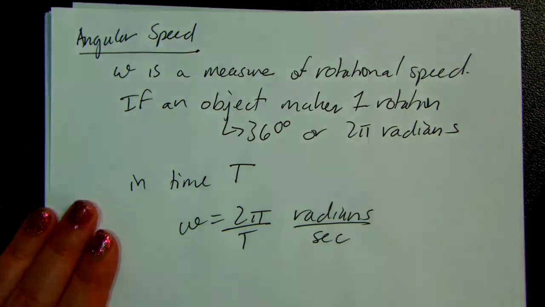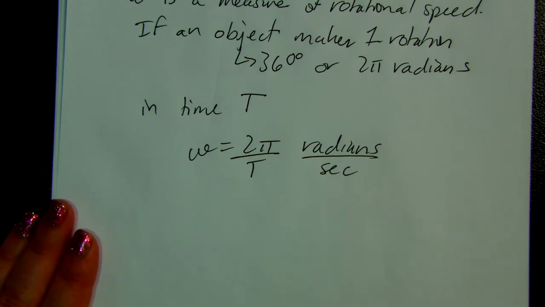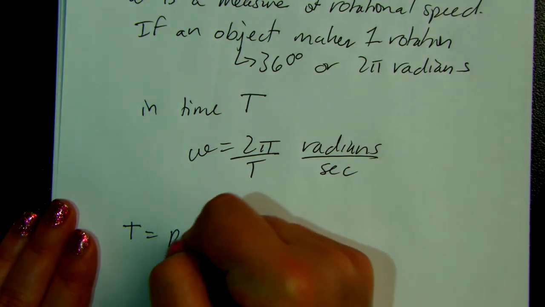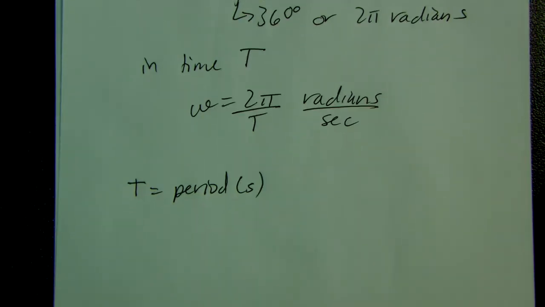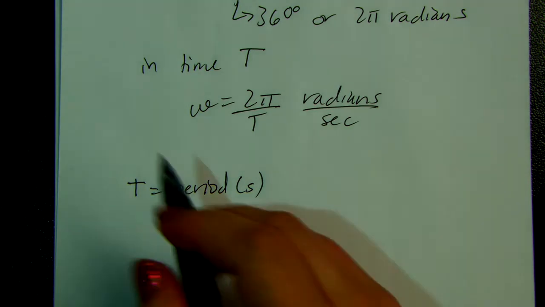This is another area where you need to be careful as to whether you have your calculator in degrees or radians. Make sure to read the problems carefully. T is the period, measured in seconds, which makes sense with the 1/seconds for angular speed.